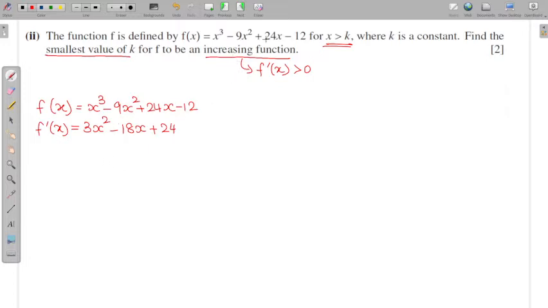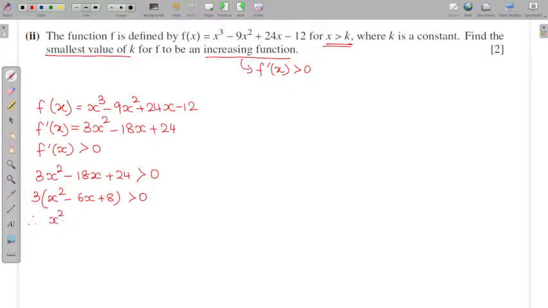Since it's an increasing function, f prime x is greater than 0. So we can write that 3x square minus 18x plus 24 is greater than 0. Now from here we can take 3 common. So x square minus 6x plus 8 greater than 0. Therefore x square minus 6x plus 8 is greater than 0.